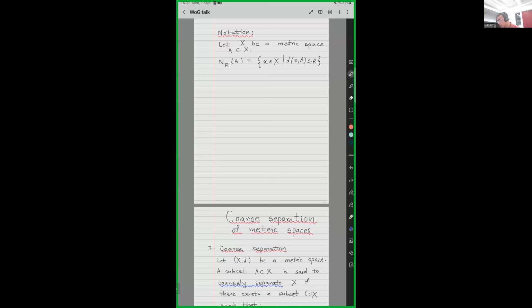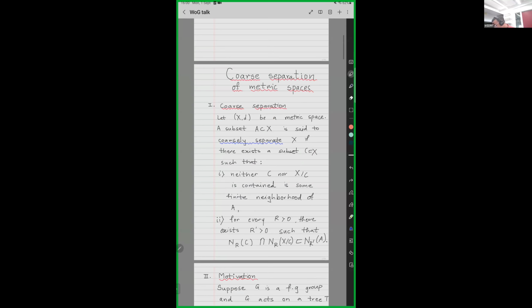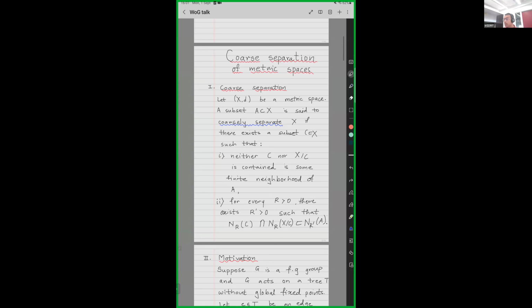So let me start off by talking about the notation that I've set up. N sub R of A, for a subset A of a metric space X, will just be the R neighborhood of A. So it'll be all the points in X that are at distance less than or equal to R from the subset A, right? Okay. And today I'm going to talk about coarse separation.